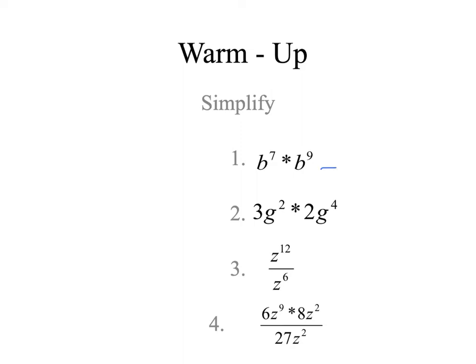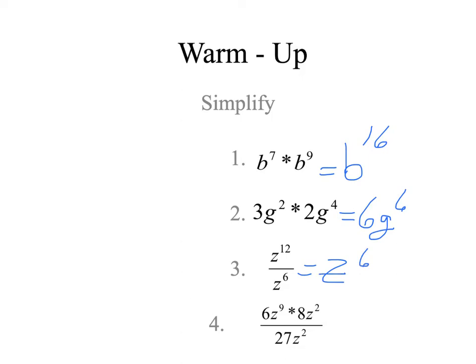So for the first one, we're going to add the exponents, giving me b to the 16th. In the second problem, we're going to multiply the coefficients, or multiply the whole numbers, giving me 3 and 2, which is 6. And we're going to add the 4 and the 2, which gives me g to the 6th. In number 3, we're going to subtract our exponents because it's division, giving me z to the 6th.